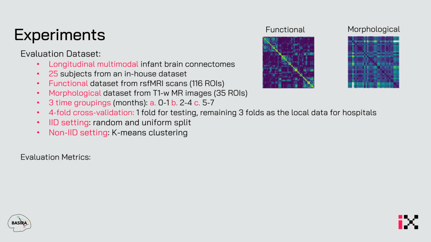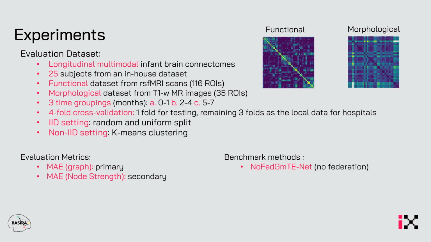We have two distinct evaluation metrics, with our primary being the standard MAE graph and the secondary being a measure of node strength to measure the topological similarities. Our benchmark methods include the standard no federation version with no sharing of knowledge and the simple federation framework without any of the auxiliary additions we propose. And finally, we have of course our proposed framework.